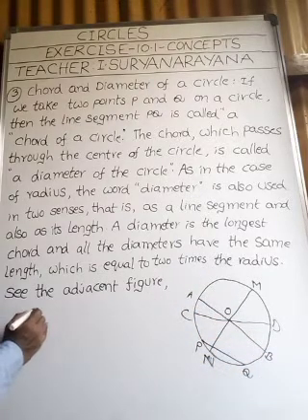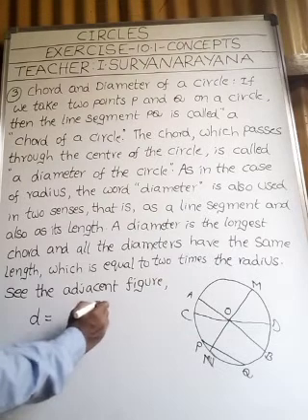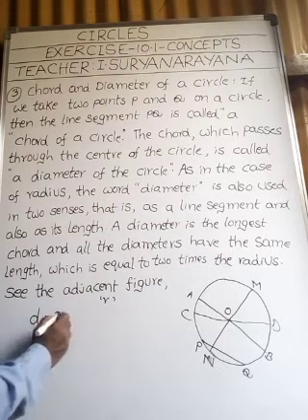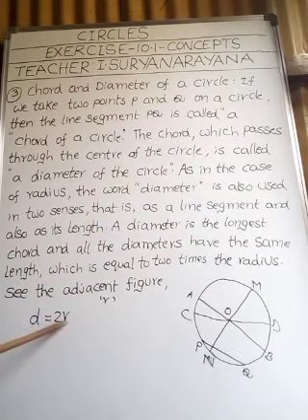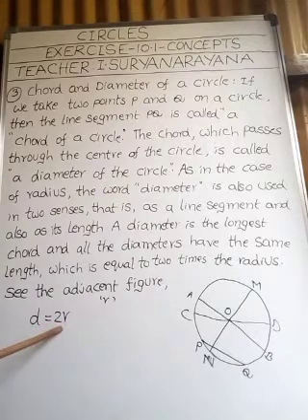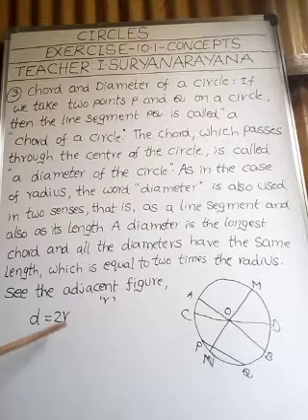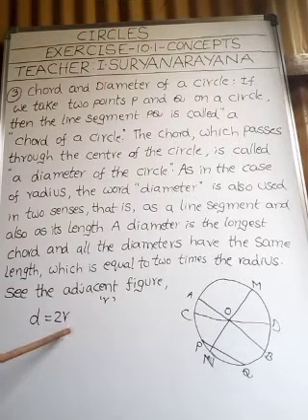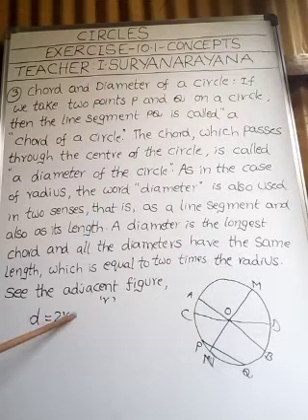Suppose small letter d denotes diameter. For our convenience, small letter d denotes diameter of the circle, and small r denotes radius of the circle, then the relation between diameter and radius of the circle can be written as an equation in this form: d = 2r. Okay, my children, this is the relation between diameter and radius of a circle. d = 2r, where d denotes diameter of the circle and r denotes radius of the circle.